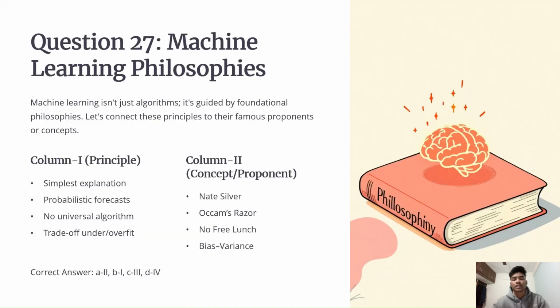Let's move to question number 27. Based on machine learning philosophies, machine learning isn't just math, it's also guided by important principles. The correct matching here is A is to 2, B is to 1, C is to 3, D is to 4. And here's what each means.